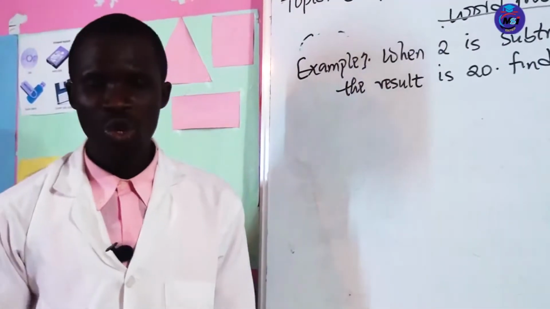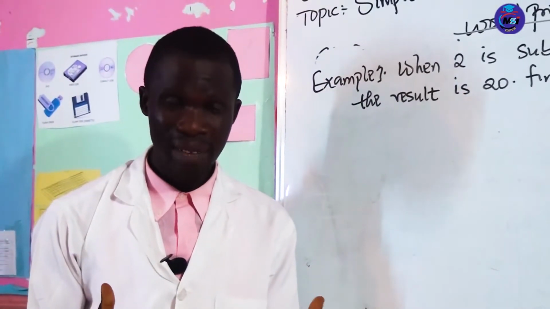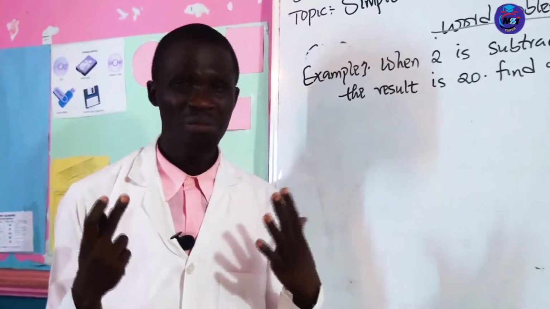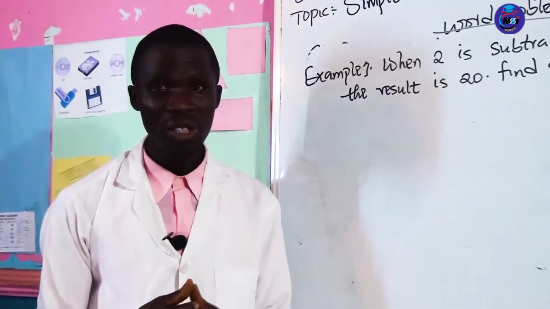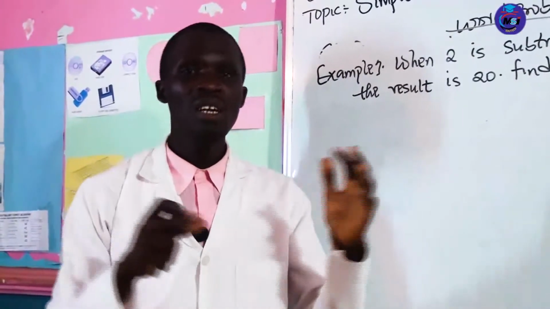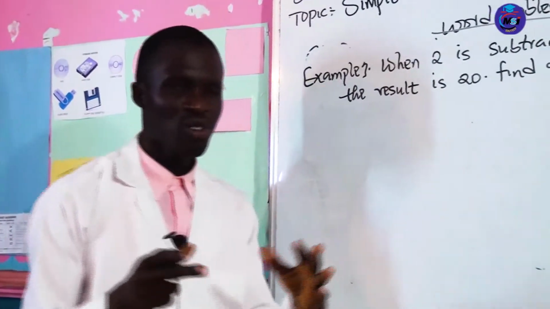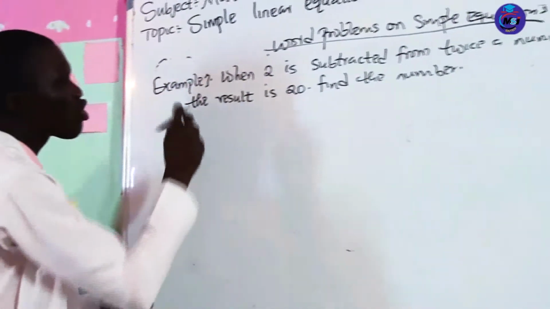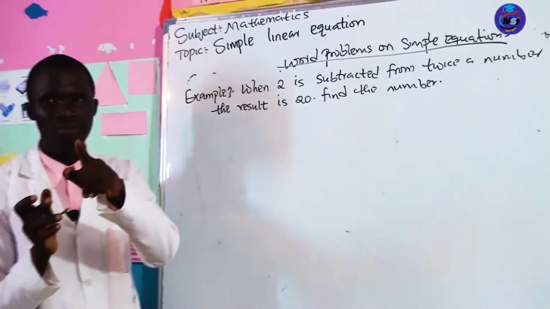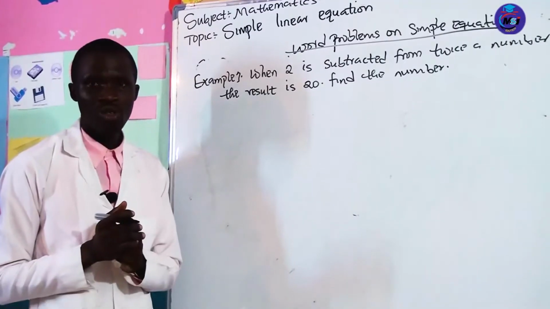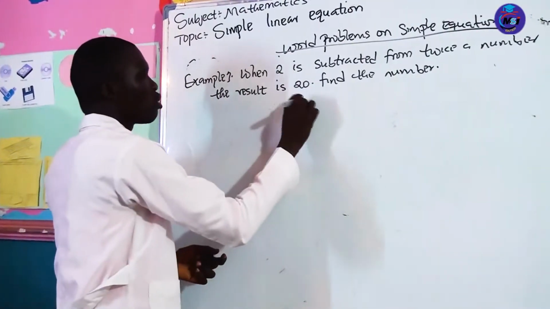Now, this one requires your ability to reason. You have to calm down, reason, interpret the question. It's just in form of English. You have to put it in a mathematical form. So let's reason it together. Are you good to go? Okay. When 2 is subtracted from twice a number, we don't know the number actually. So we can just guess the number.